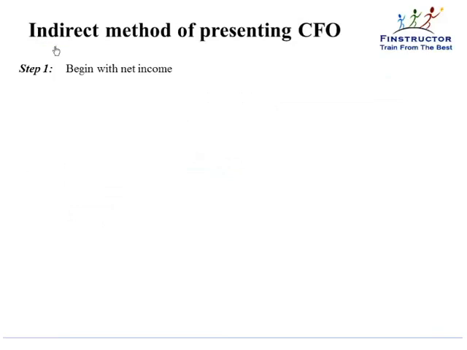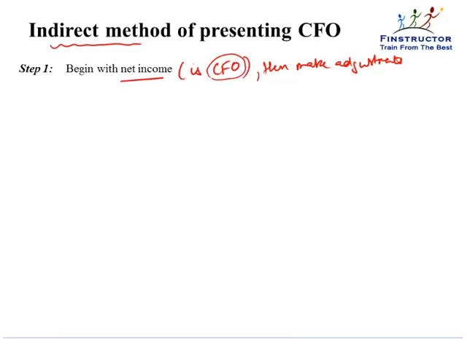The indirect method is not as intuitive, but is relatively straightforward to calculate. In the indirect method, we begin with the assumption that net income is cash flow from operations, and we then make adjustments to the net income. So the beginning assumption is that net income is my CFO.